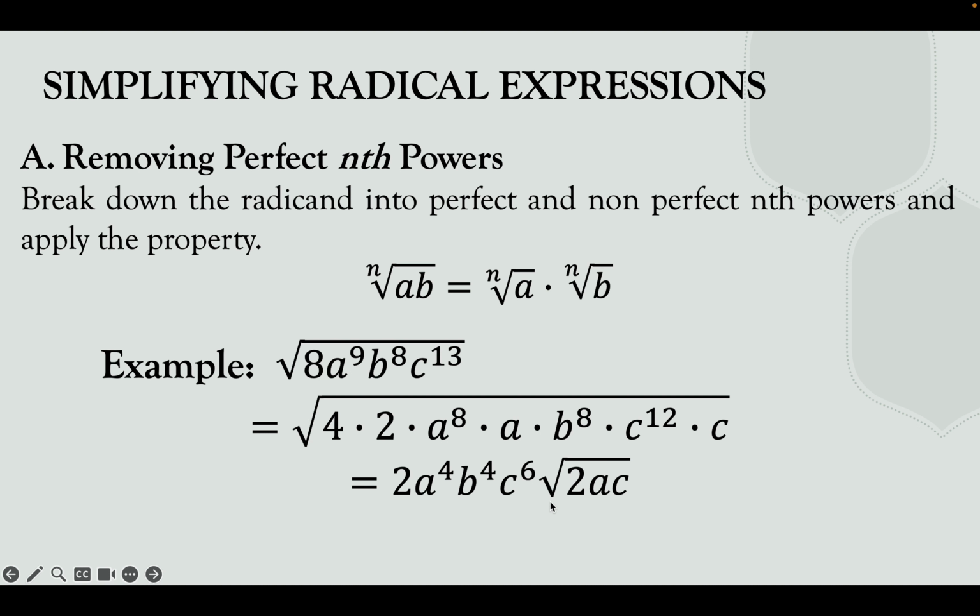Now, the remaining values in the radical, we have the square root of 2, a, and c. Since they cannot be simplified, they will remain under the radical sign. So we have the answer here: 2 a raised to 4, b raised to 4, c raised to 6, square root of 2ac.